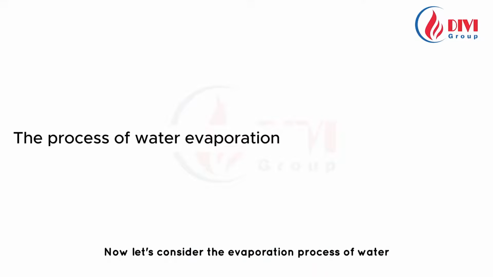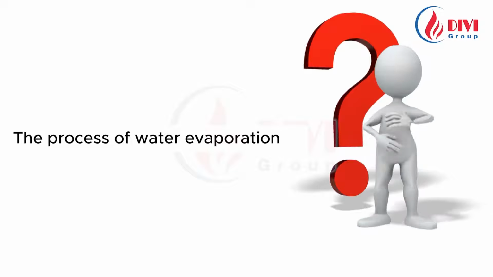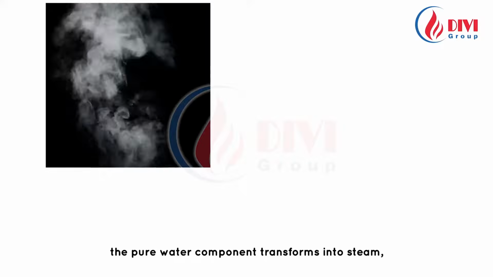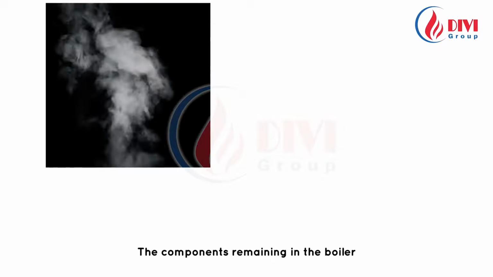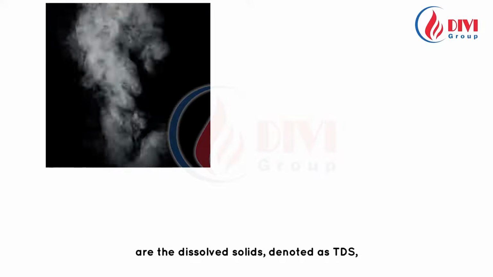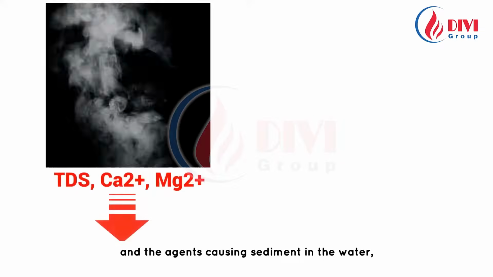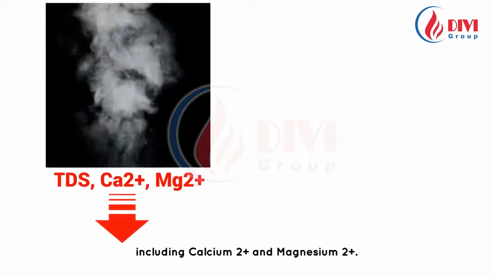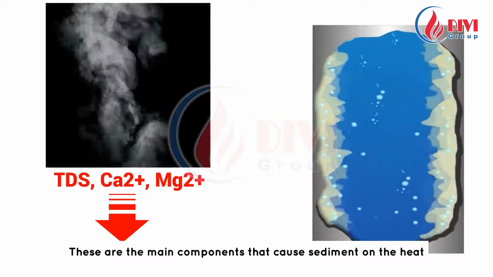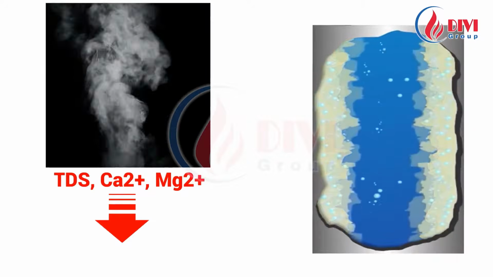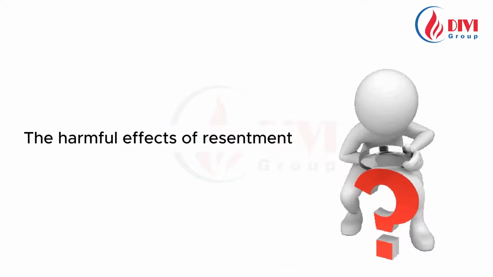Now let's consider the evaporation process of water to understand the impact of these components. When water evaporates, the pure water component transforms into steam, which is delivered to the point of use. The components remaining in the boiler are the dissolved solids, denoted as TDS, and the agents causing sediment in the water, including calcium (Ca2+) and magnesium (Mg2+). These are the main components that cause sediment on the heat exchange surfaces of the boiler. So, what is the harm of sediment clinging to the heat exchange surfaces?